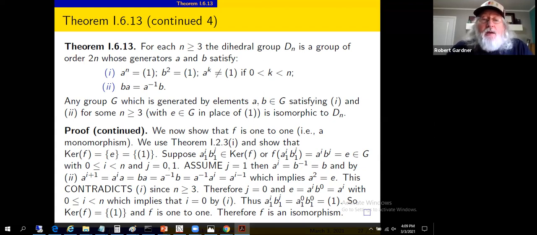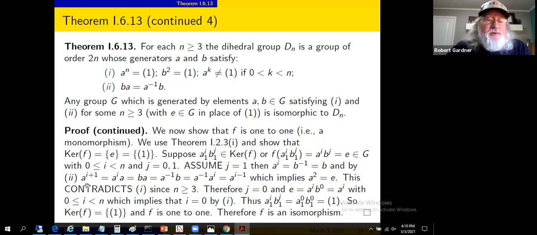B, by property 1 up here applied to the group G, is an element of order 2, so it's its own inverse. So B inverse and B are the same. So we've got this little equation under that assumption.